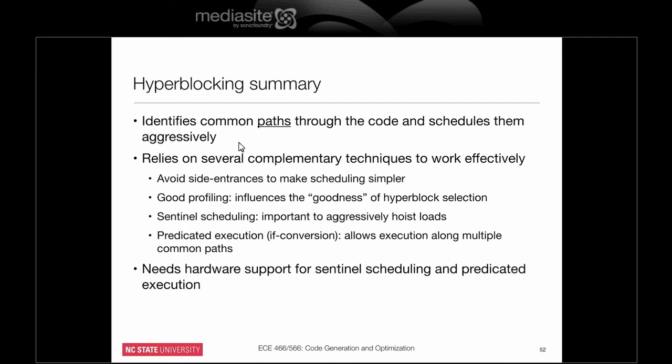You need several complementary techniques to make this work. You have to avoid side entrances to make scheduling simpler. You need good profiling to influence the goodness of your hyperblock selection, right? We need to know accurate weights of which edges are more likely to execute. That's really important for our block selection value. It's really important for the initial superblock that we start from to do hyperblock scheduling. We need sentinel scheduling that lets us aggressively move loads above side exits. And we need predicated execution so we can follow multiple paths within the same hyperblock.